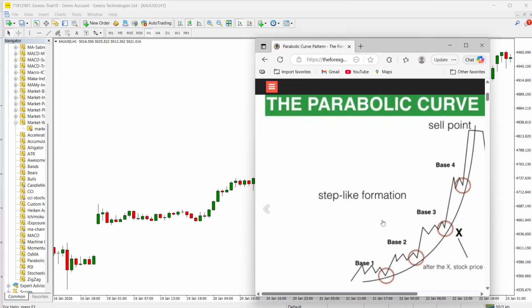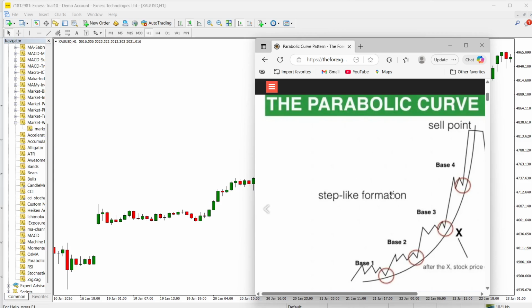On the chart, a parabolic curve appears as an increasingly steep price movement that curves upward or downward with accelerating momentum. The pattern typically starts gradually and becomes steeper over time. Traders observing this pattern know that the steeper the curve becomes, the more unsustainable it may be, often followed by a sharp reversal or correction.